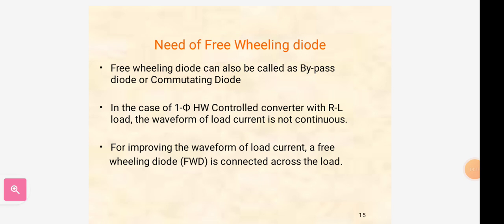In order to improve the waveform of the load current I_o and the power factor of the circuit, a diode is connected across the load and is called a freewheeling diode. It is also called a bypass or commutating diode. In the case of the single phase half wave controlled converter with RL load, the waveform of the load current is not continuous. For improving the waveform of the load current, a freewheeling diode is connected across the load.